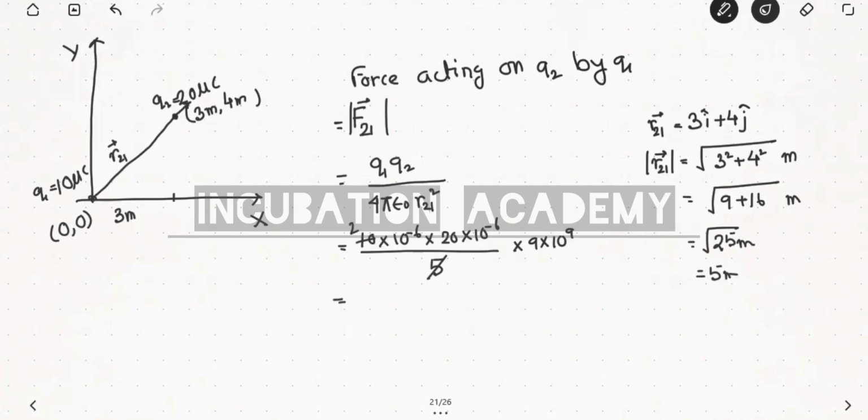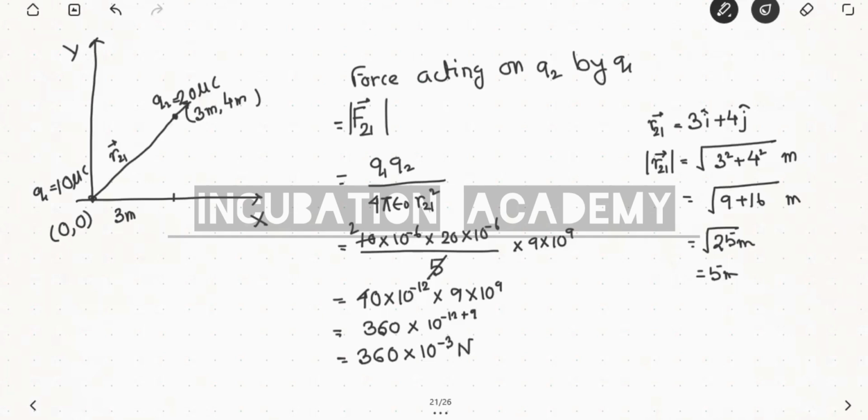So 2 into 2 is 40. 40 into 10 to the power minus 6 into minus 6 is minus 12, multiplied by 9 multiplied by 10 to the power 9. If it is calculated, 40 into 9 is 360, multiplied by 10 to the power minus 12 plus 9. So that becomes 360 multiplied by 10 to the power minus 3 Newton, or you can say this is 0.36 Newton. Now what is the direction?